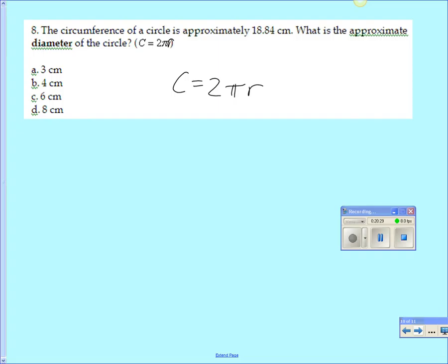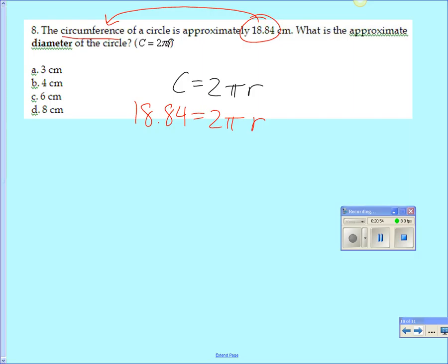Dylan, what number do they give you? And it's the what, Dylan? The circumference. 18.84 is the circumference. So, Gracie, where do I put 18.84 in the formula? For the C or the R? Very good. 18.84 goes in for C.